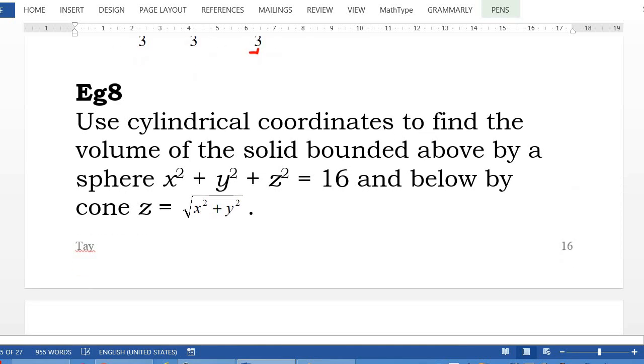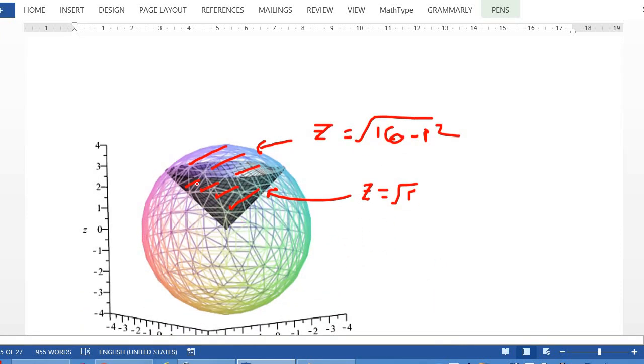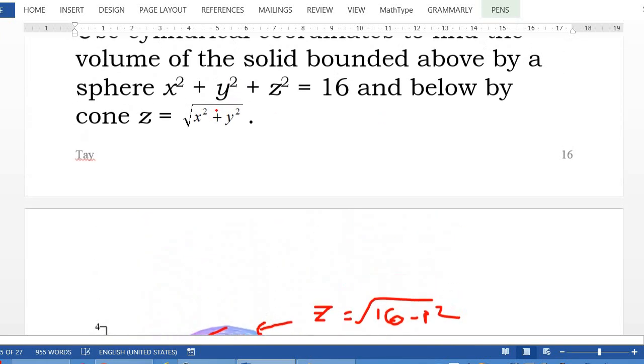Okay. Example 8. Use cylindrical coordinates to find the volume of the solid bounded above by the sphere x squared plus y squared plus z squared equal to 16 and below by the cone z equal to the square root of x squared plus y squared. Okay, so this is what we want. The bottom is a cone, the top is a sphere. Your cone is z equal to the square root of x squared plus y squared, or z equal to r. Okay. Above by the sphere.